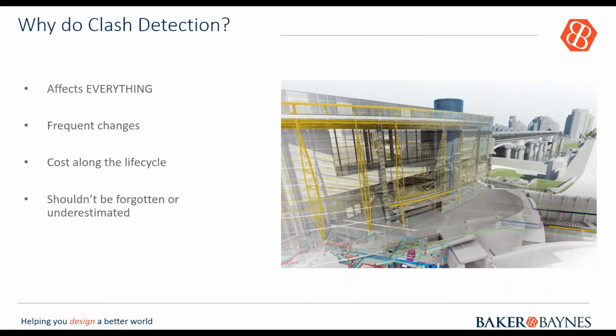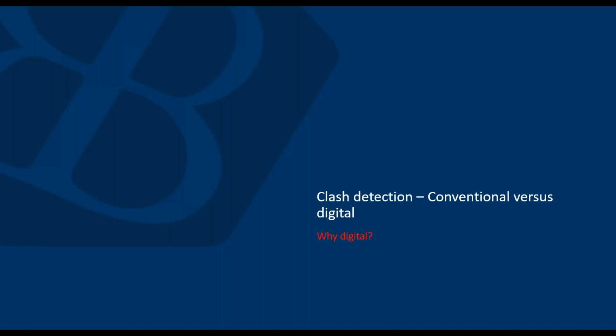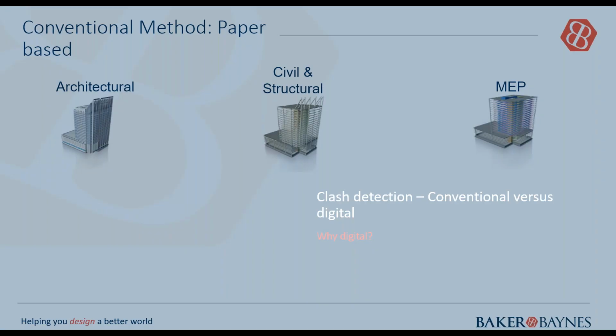Okay, so why do a clash detection beforehand? Obviously it affects almost everything. It affects the time, and there's a big cost factor as well for the material being used and having to rebuild whatever was done on site if you don't catch those clashes beforehand. It shouldn't be forgotten or underestimated, and I don't think it is. So let's look at clash detection, conventional versus digital.